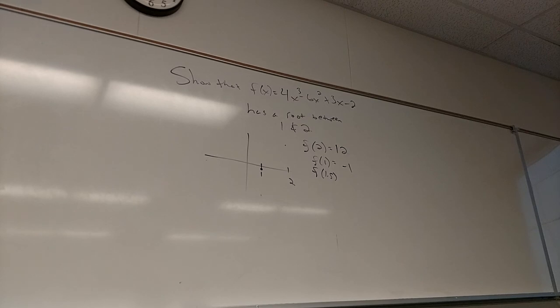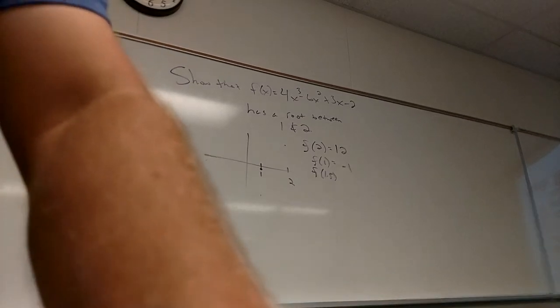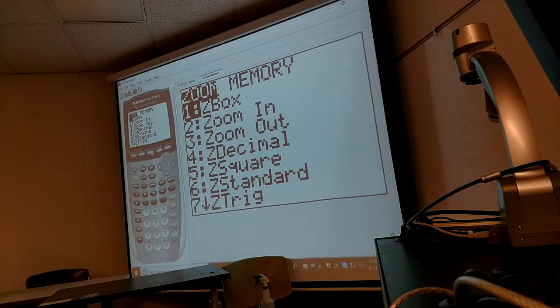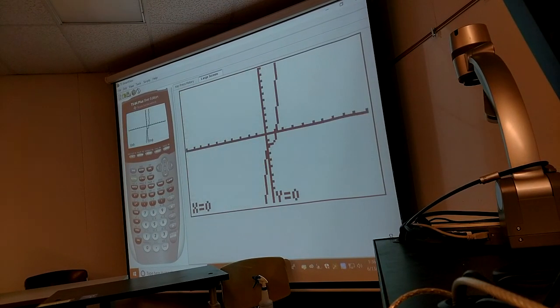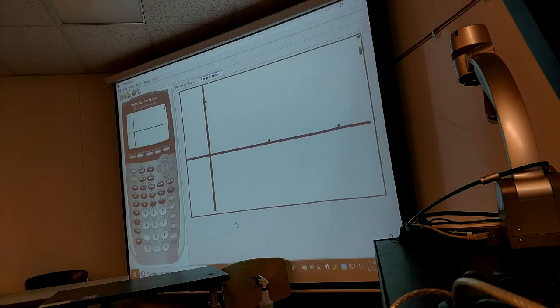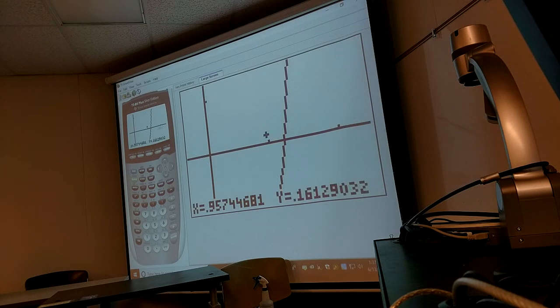So let me show you something else that's kind of cool. Let me turn you around while I'm thinking about it. So people who are at home, oh, that's very far away. There we go. If you do zoom box, this feels like one of those CSI shows. Enhance. Because that's what every computer can do. So I can zoom in on the area I'm most curious about. So there's the root between 1 and 2. And now to make the calculator find it, I can solve it.